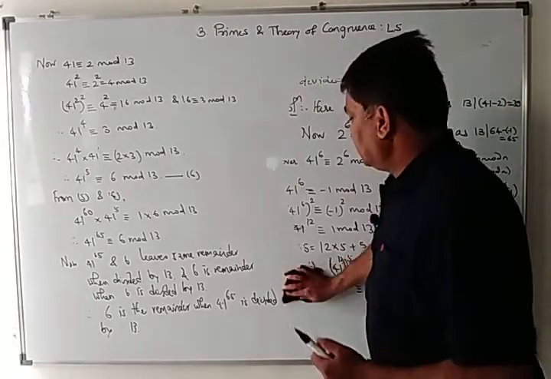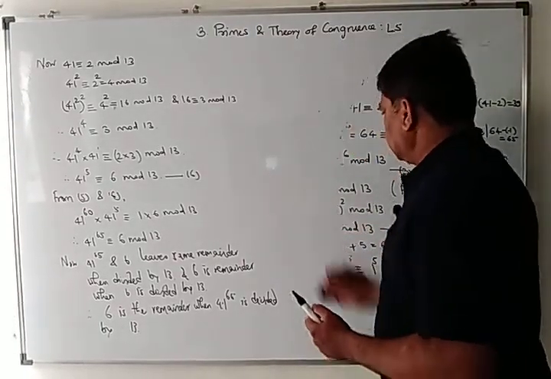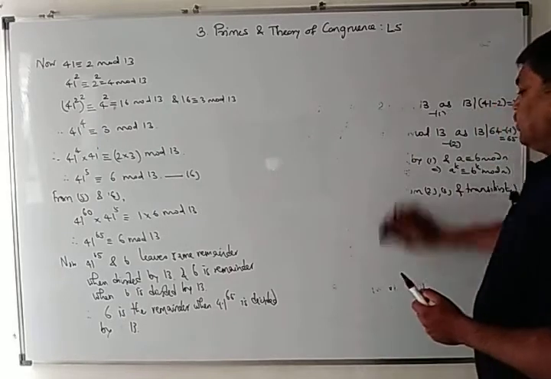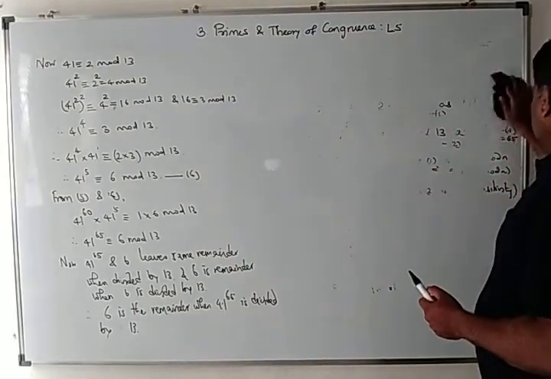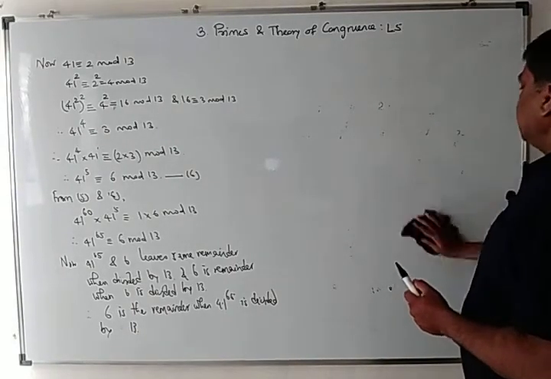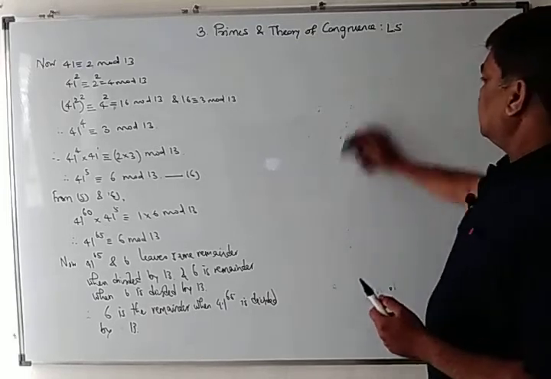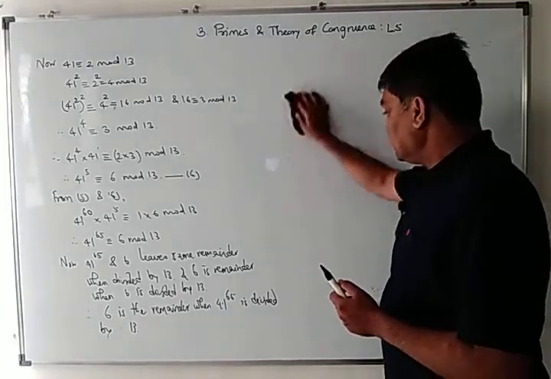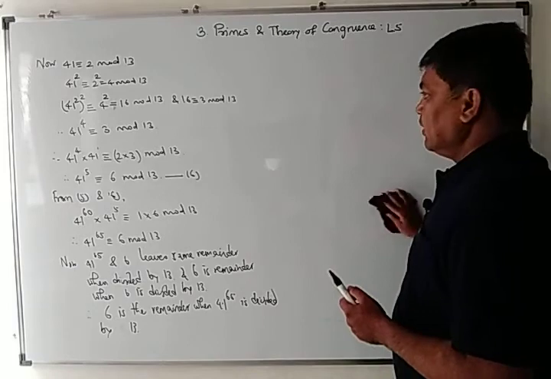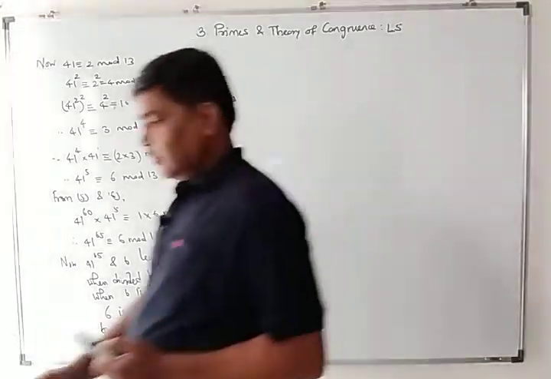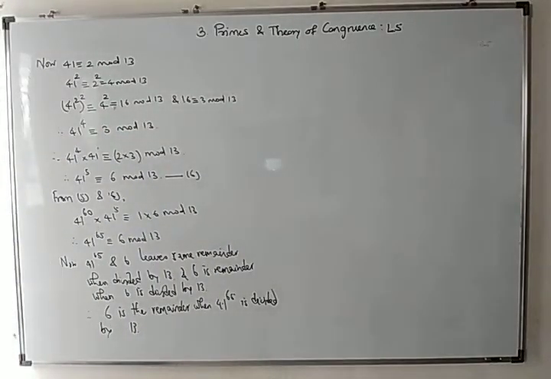So this is a very good application of congruences. That 41 raised to 65 is too big a number, it is difficult to find that number, but even so we are able to find its remainder when divided by 13. Okay. So we will take one more example.